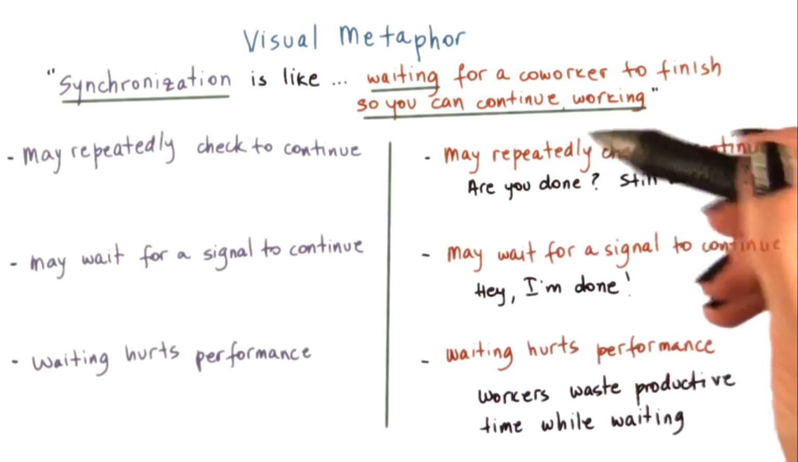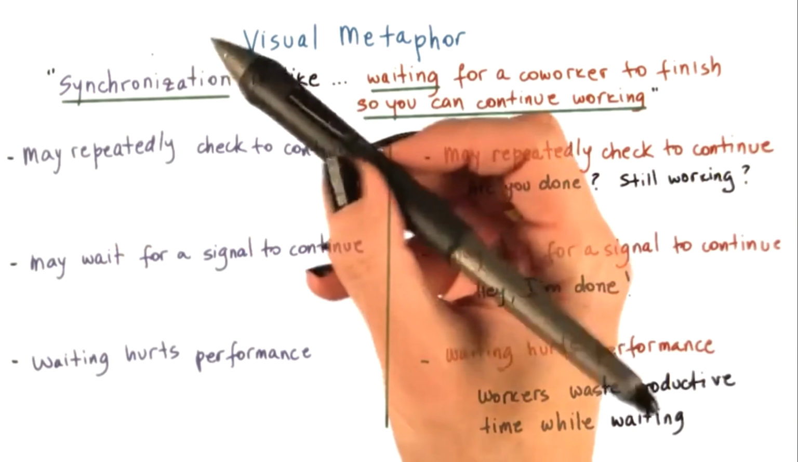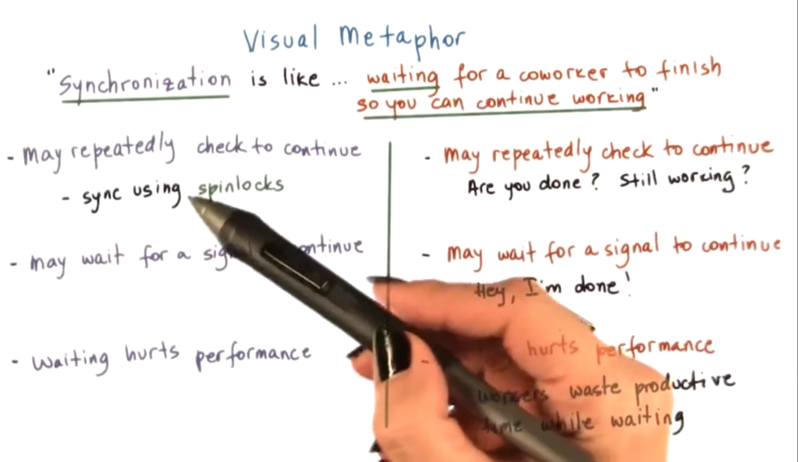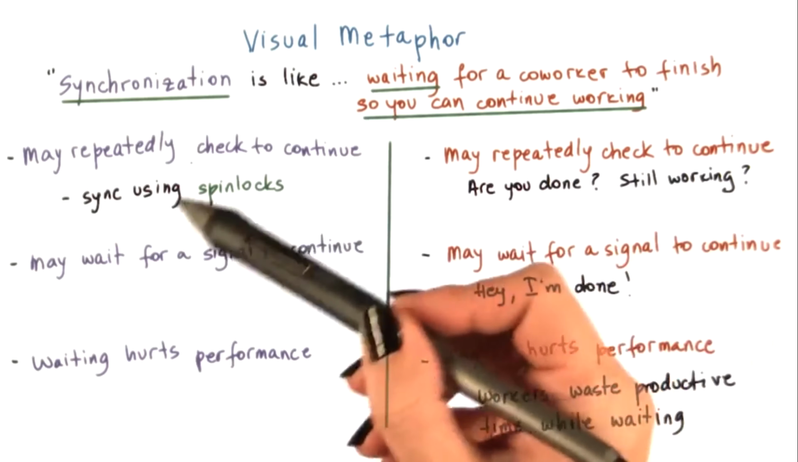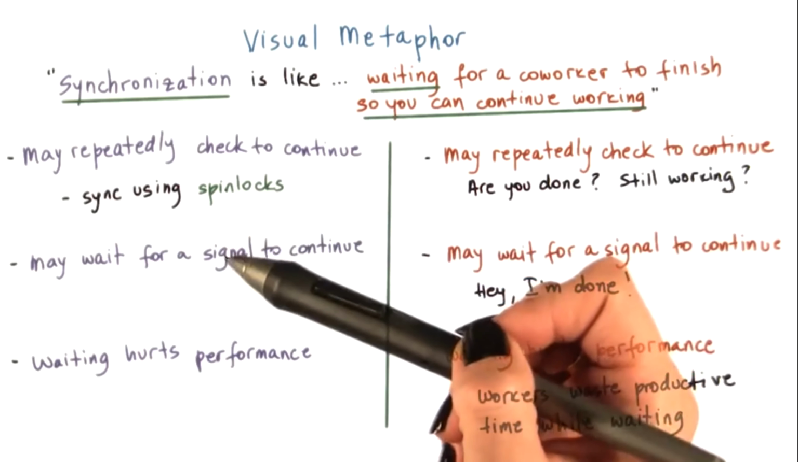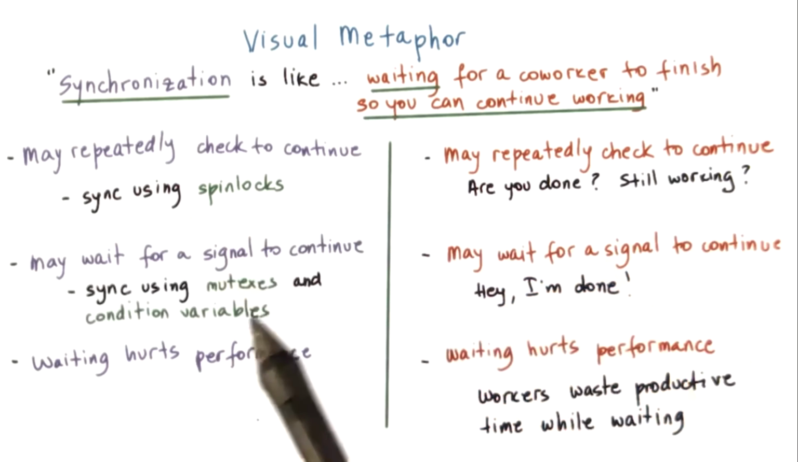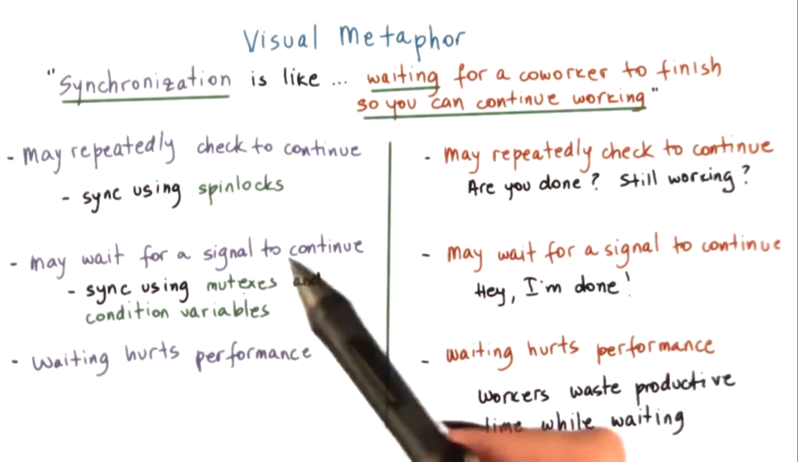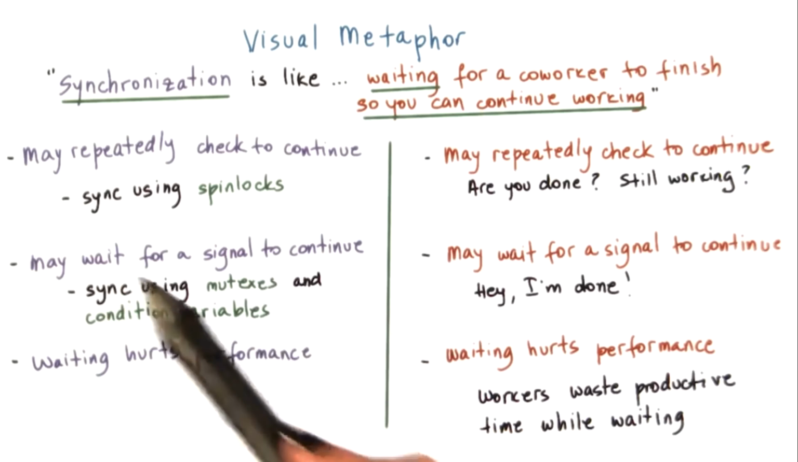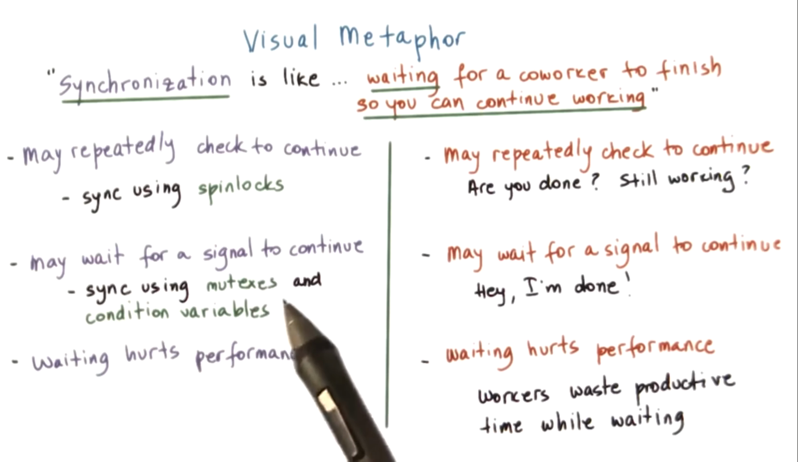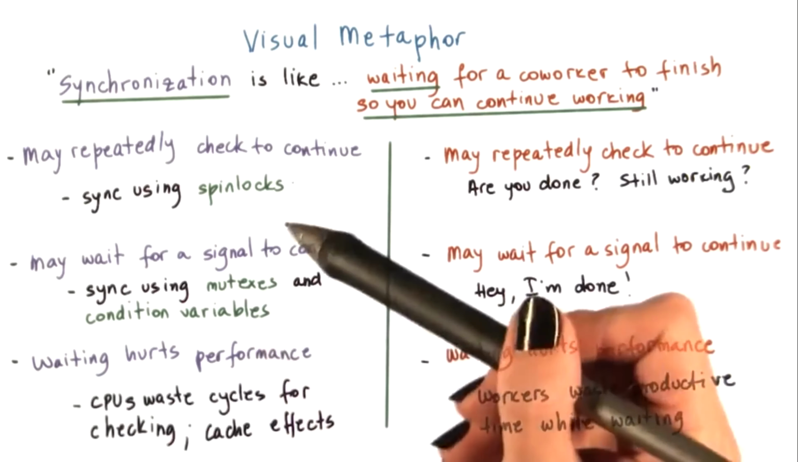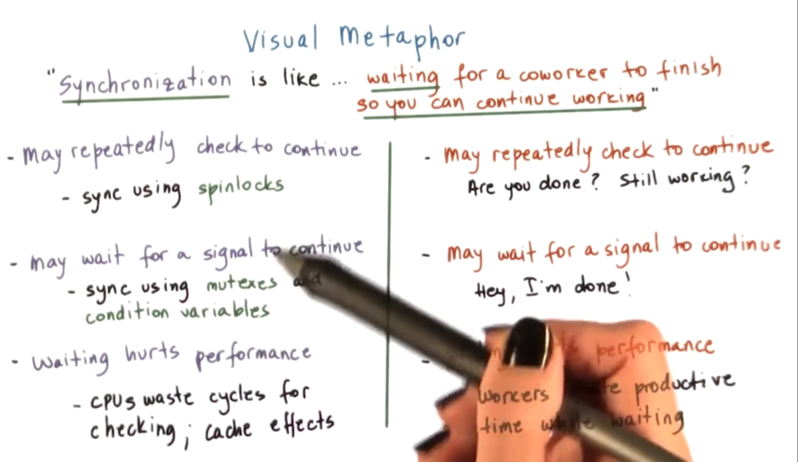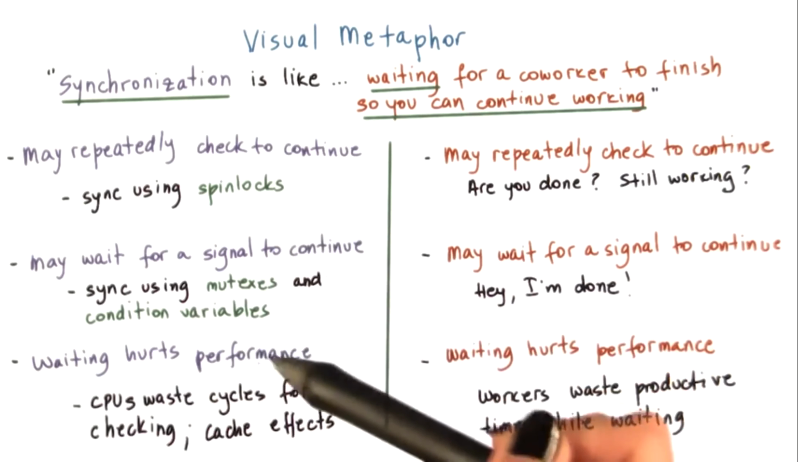Similar analogies to these exist in synchronization in operating systems. Processes may repeatedly check whether it's okay for them to continue using a construct called a spinlock that's supported in operating systems. We already talked about mutexes and condition variables, and we saw that they can be used in order to implement this behavior where a process waits for a signal from another process before it can continue working. Regardless of how we wait and which synchronization mechanism we use, this will affect performance.